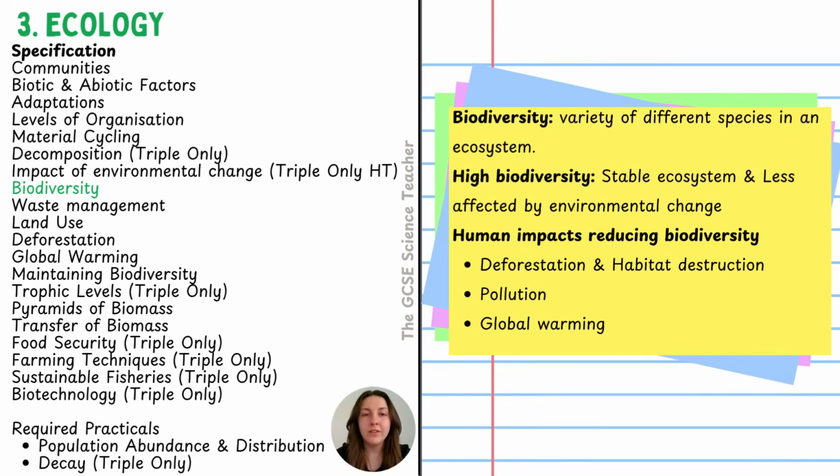Biodiversity is a variety of different species in an ecosystem. High biodiversity is found in stable ecosystems and less affected by environmental change. Humans can actually cause an impact at reducing biodiversity by deforestation, habitat destruction, pollution, and global warming.